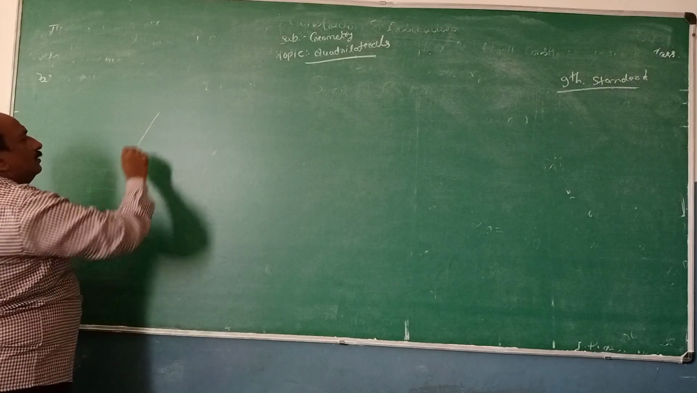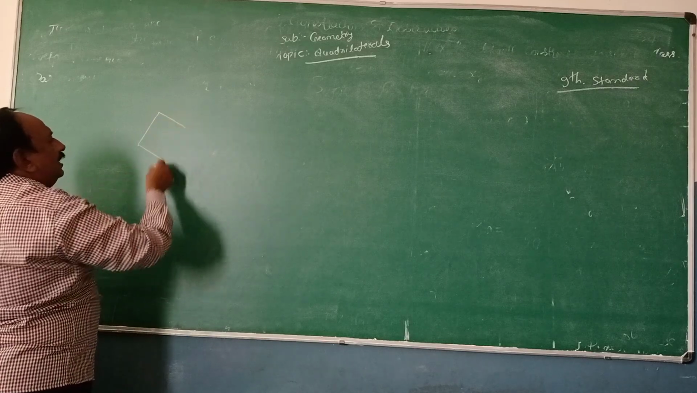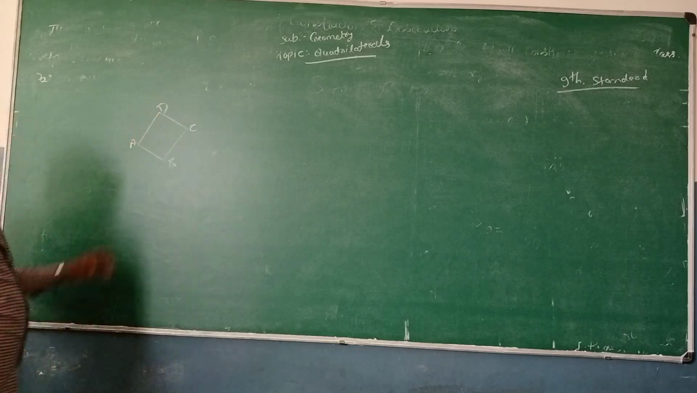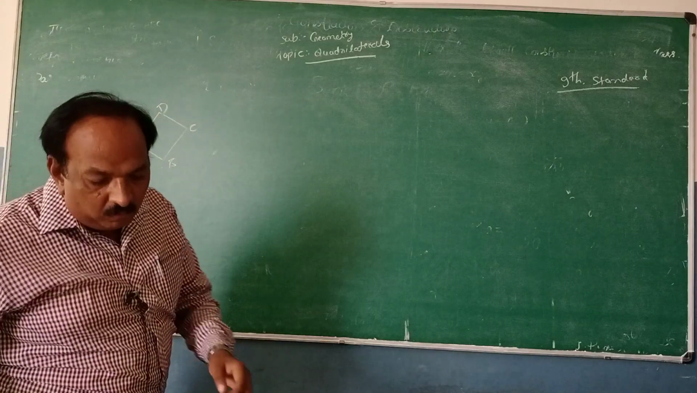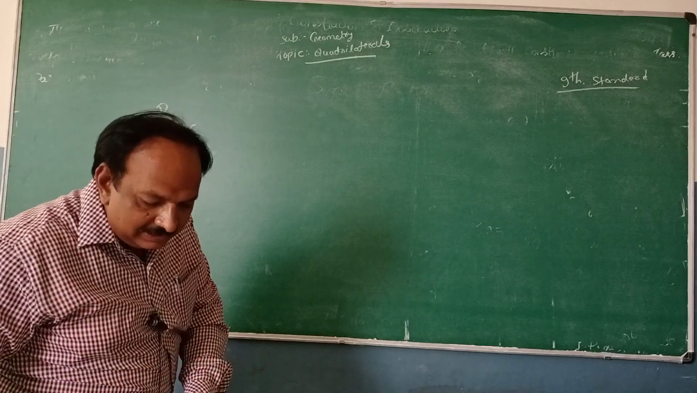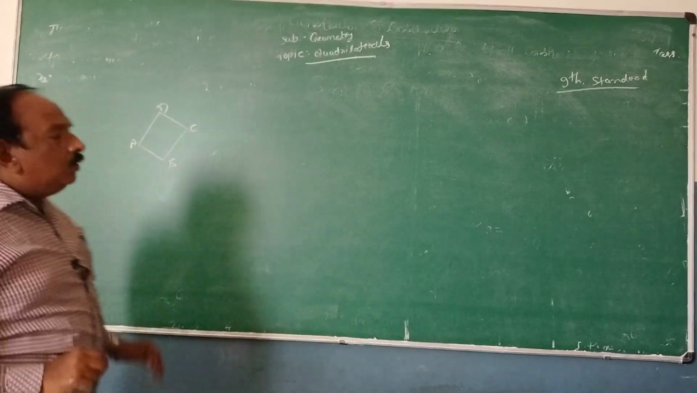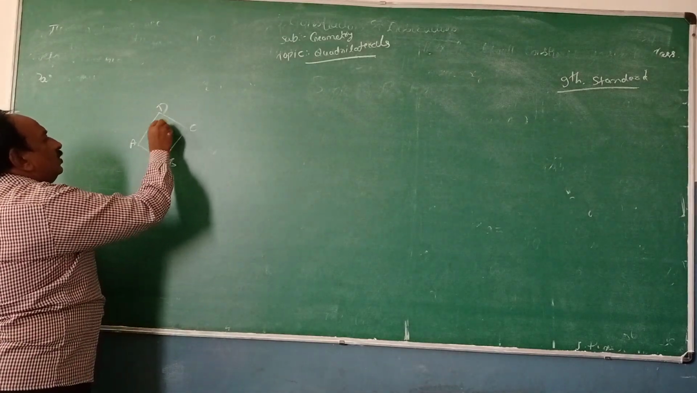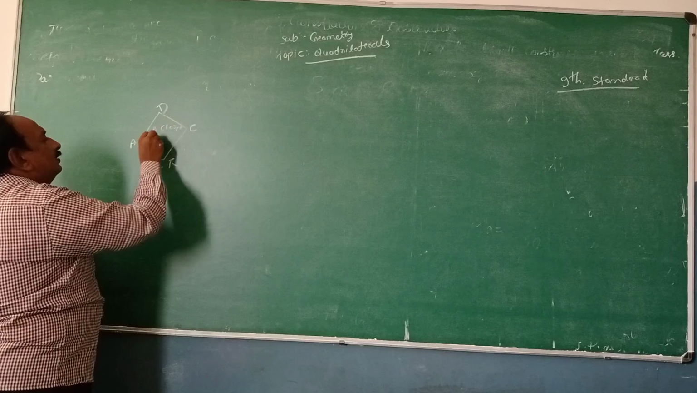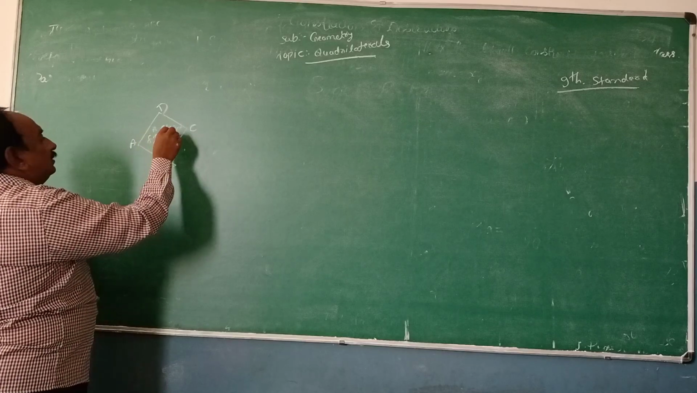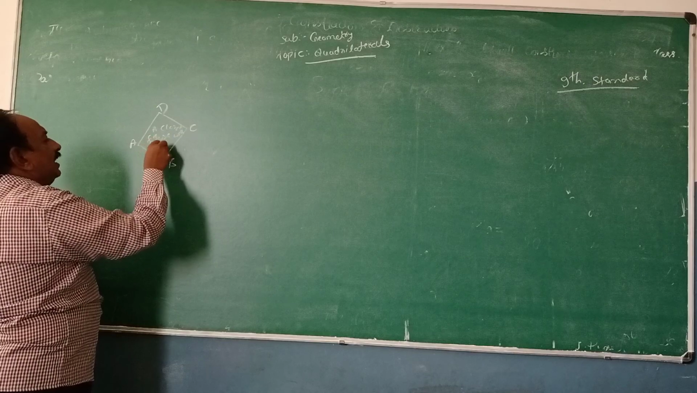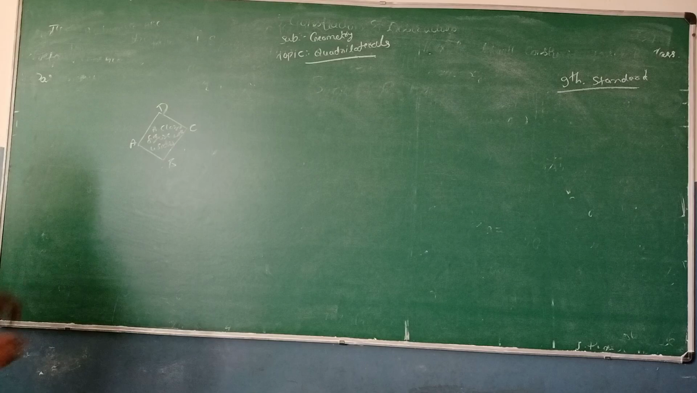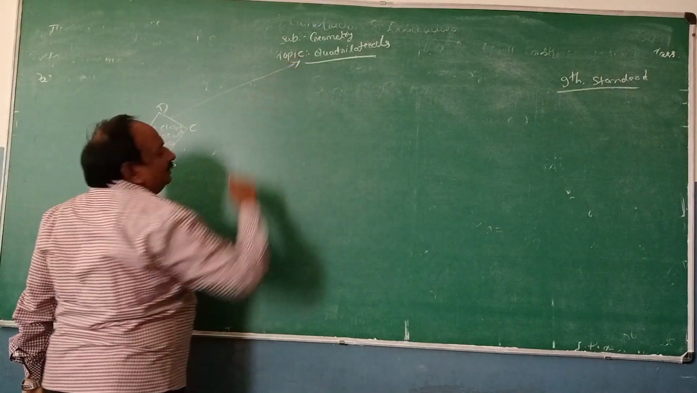This is a line, this is a line, this is a line, this is a line. A, B, C, D. The figure formed by 4 lines is a closed figure. A closed figure with 4 sides is called a quadrilateral.